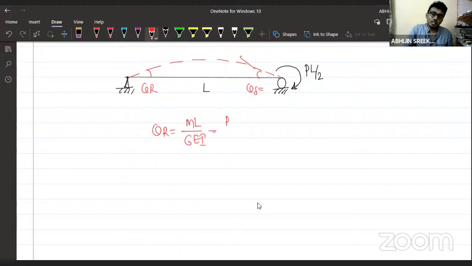What is the M value here? It is PL/2. Length here is L, divided by 6 EI. The answer will be equal to PL square divided by 12 EI. This is the rotation at the far end.